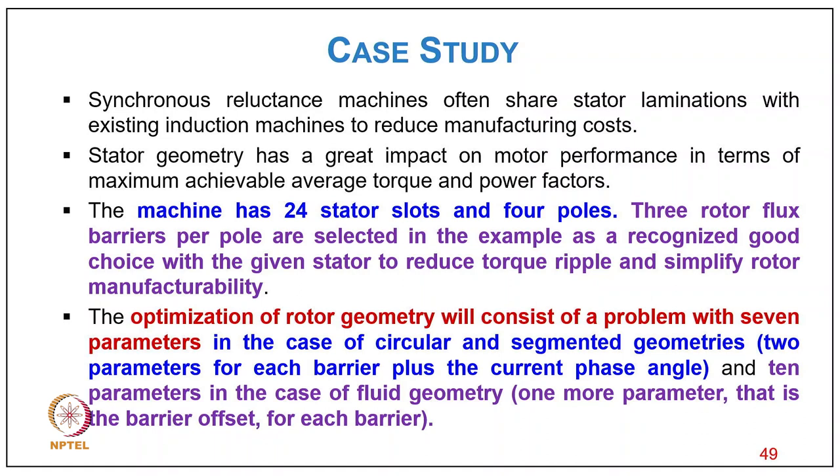The synchronous reluctance machine here uses a stator lamination from an existing induction machine to reduce the manufacturing cost. Instead, the rotor geometry has a great impact on the motor performance in terms of maximum achievable average torque and power factor. So the machine has 24 stator slots and 4 poles. Three flux barriers per pole are selected in the example as a recognized good choice with the given stator to reduce the torque ripple and simplify rotor manufacturability. Optimization of the rotor geometry consists of a problem with 7 parameters in case of circular or segmented geometry, 2 parameters for each barrier plus the current phase angle, and 10 parameters in case of fluid geometry, with 1 more parameter, that is the barrier offset, for each barrier.